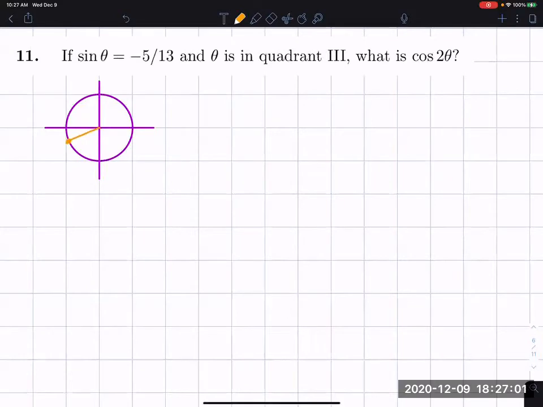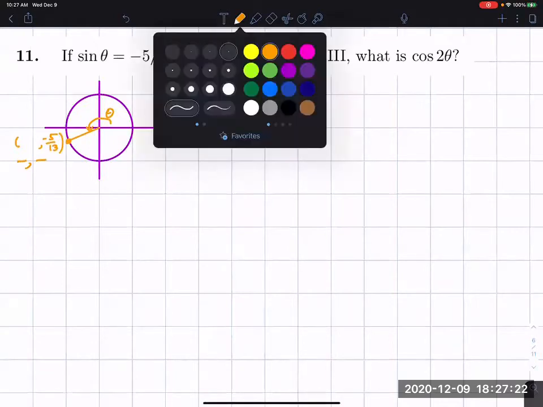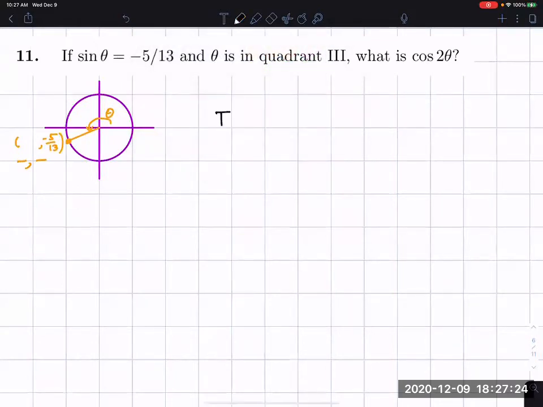And in quadrant 3, what we have is that cosine's negative and sine's negative. That's going to be important. So here's theta right here, and we have the y coordinate, which is sine, is negative 5 over 13. Now, what I'm going to use is this identity to solve this problem, which I didn't say out loud.